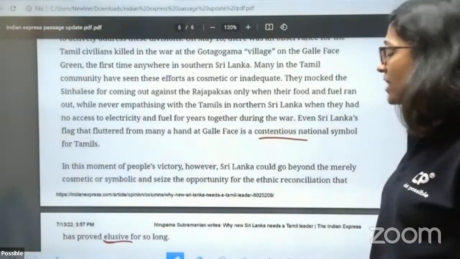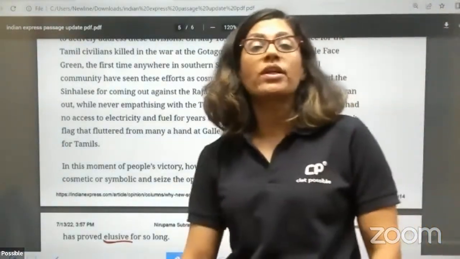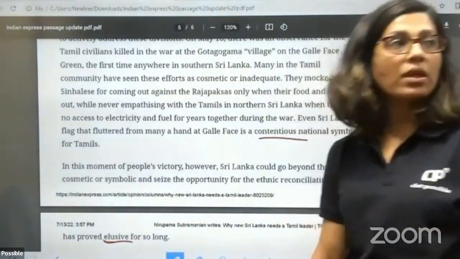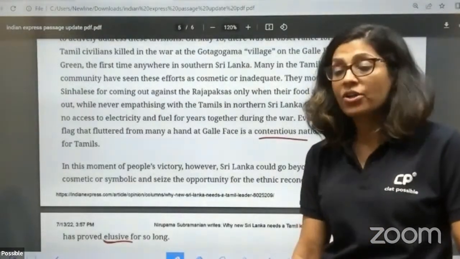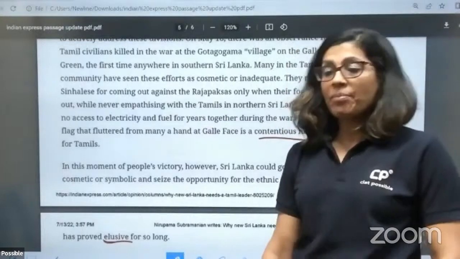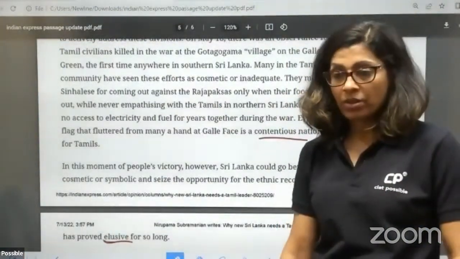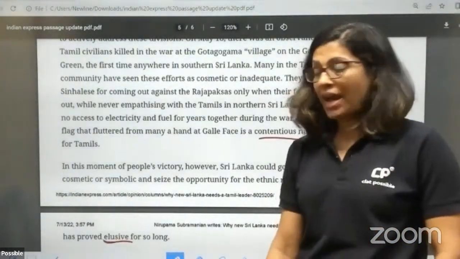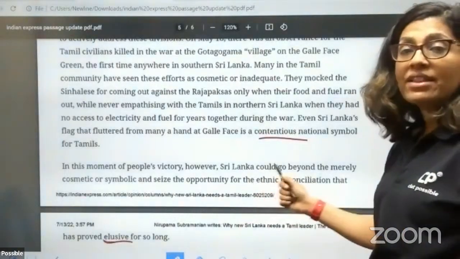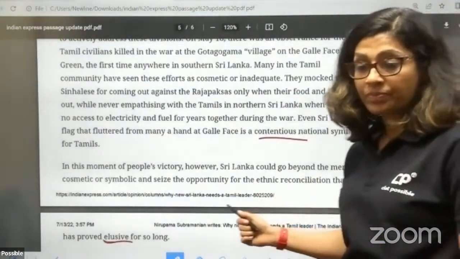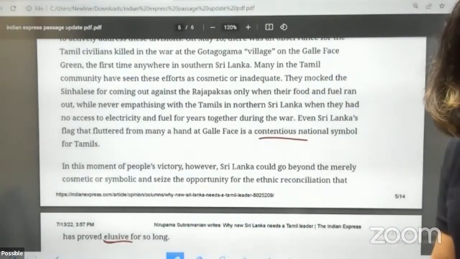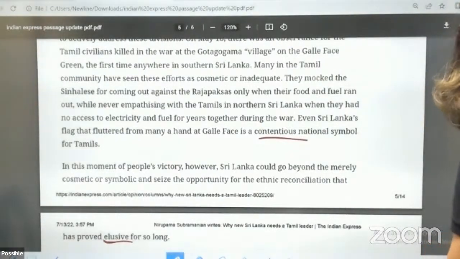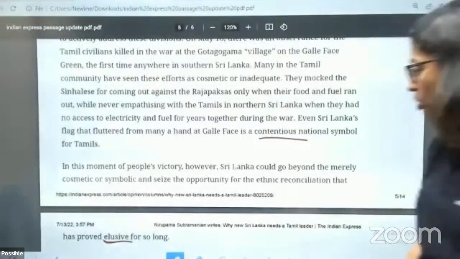Yes, contentious means controversial. Something which is open to debate, disagreement. What is the meaning of elusive? Elusive means something which is hard to get. Something which escapes you. Right? So what has been elusive? The ethnic reconciliation has been elusive for Sri Lanka. So that is elusive, something which is hard to get, something which escapes you. Got it?